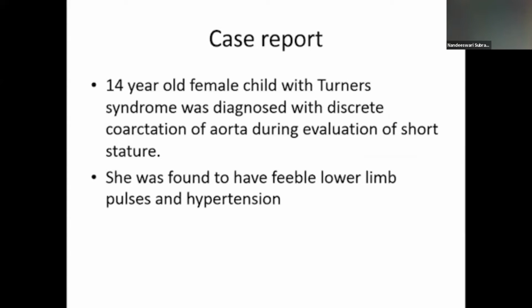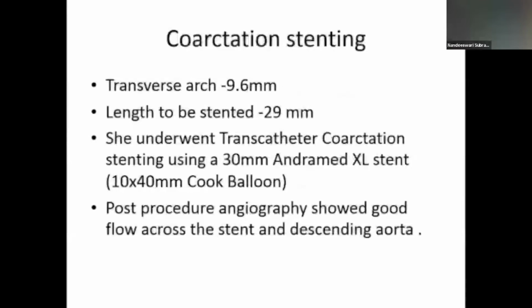The patient is a 14-year-old child with Turner syndrome who was diagnosed during evaluation for short stature. She was referred to cardiology, where she was found to have feeble lower limb pulses and hypertension. Echo showed a discrete post-subclavian coarctation of aorta. We decided to go ahead and stent the coarctation.